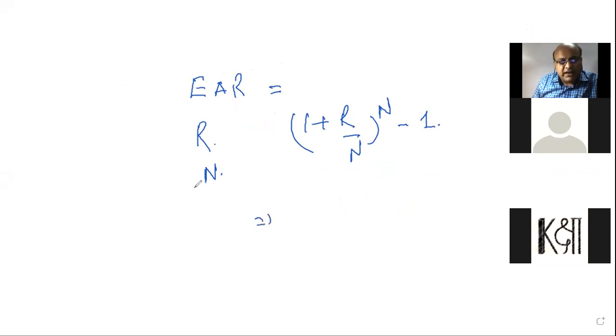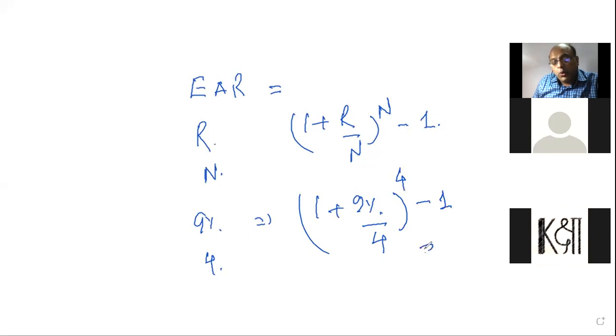So let's say r is 9% and the frequency of compounding is 4, quarterly. So it will be (1 plus 9% by 4) to the power 4, minus 1, which will be exactly equal to 9.31%. And as an investor, what is effective annual rate? Because of more frequent compounding, the actual return on investment year on year that you are getting is known as effective annual rate. Are we clear about effective annual rate?